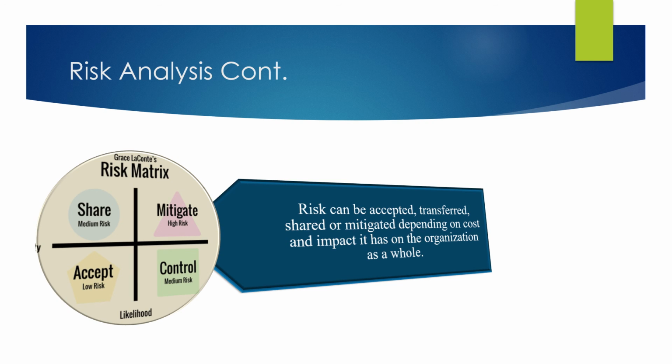So risk can either be accepted, transferred, shared, or mitigated depending on the cost and impact it has on the organization. So for risk to be accepted, the company is going to accept every single loss. So whatever comes at them, they are responsible for that. They can either transfer the risk. In case of your car, when you have a car accident, you're transferring the risk over to the insurance company to take care of it because it's at no risk to you. That's why we pay car insurance.